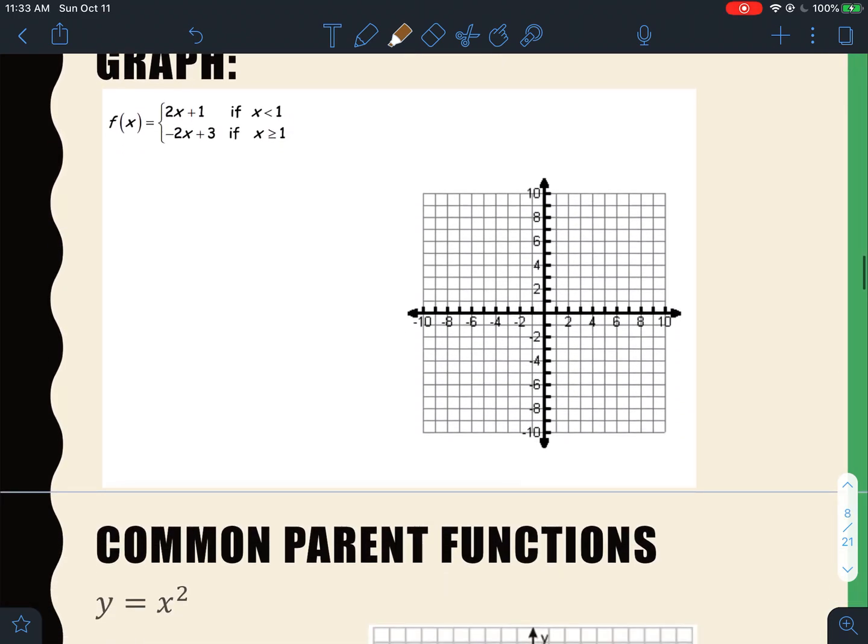So you guys go ahead and graph this piecewise function, so you can pause the video and try, and then you can check your work against the finished notes from class today. So go ahead and pause the video and try and graph that function.